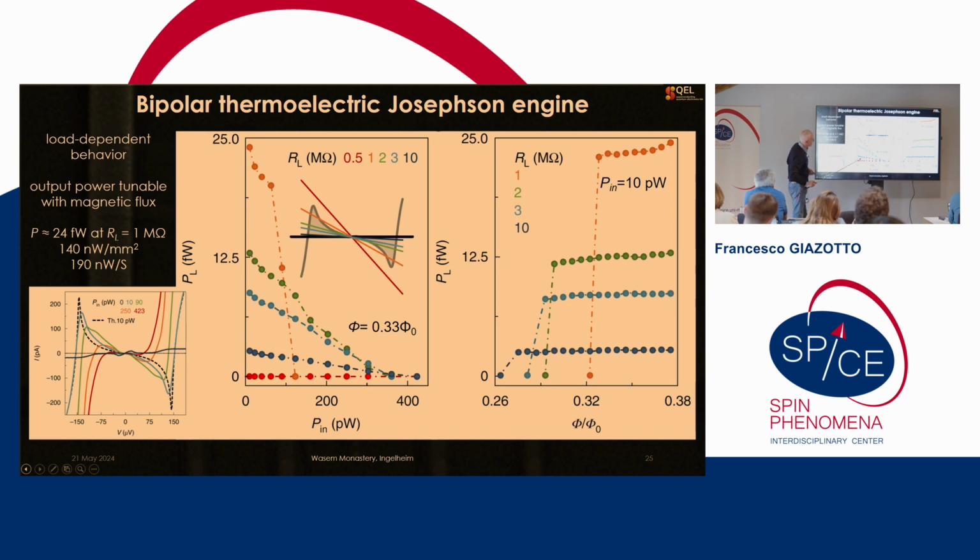So the power delivered to the load as a function of heating has a strong dependence on the input power, of course, because it's fully nonlinear. And here you see the general behavior. By increasing the temperature gradient, it leads to a reduction of the power delivered to the load for different loads. But what is nice is that the power delivered, as I was saying, can be controlled with the flux threading the interferometer. So you see that for different loads, you can widen the window where the flux is active.